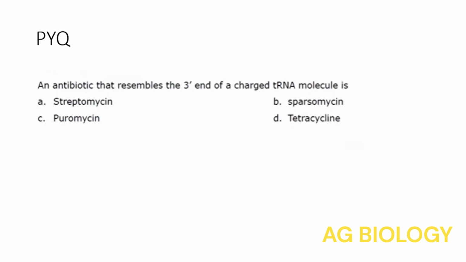Now let's try to answer one question from a CSIR previous year. An antibiotic that resembles the 3' end of a charged tRNA molecule is? Yes, we know that it is puromycin. It mimics a charged tRNA at the A site. So the answer is C, puromycin.